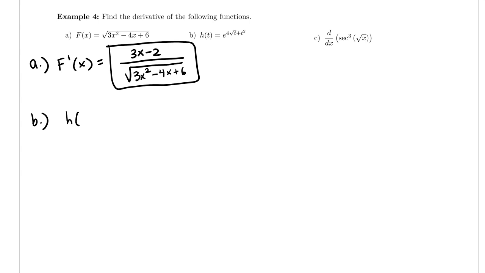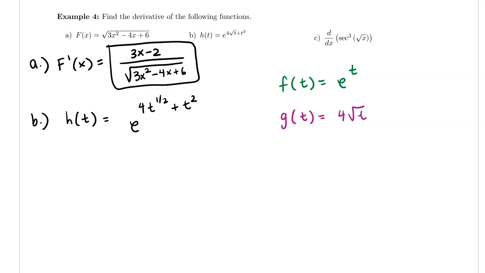We have h of t is equal to e to the power of 4 times the square root of t, but that's the same thing as t to the 1/2 power, plus t squared. So again, let's identify what our outer function is. f of t would equal e to some power, and then g of t, the function that we're plugging into that, notice is 4 times the square root of t plus t squared. This is our exponent that we're plugging into our t value here.